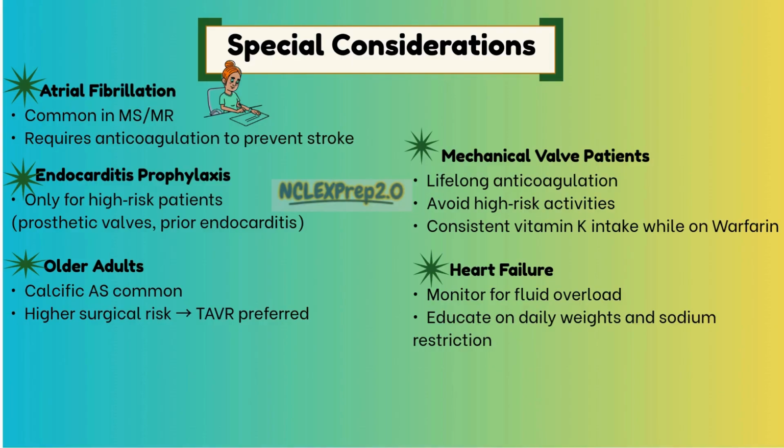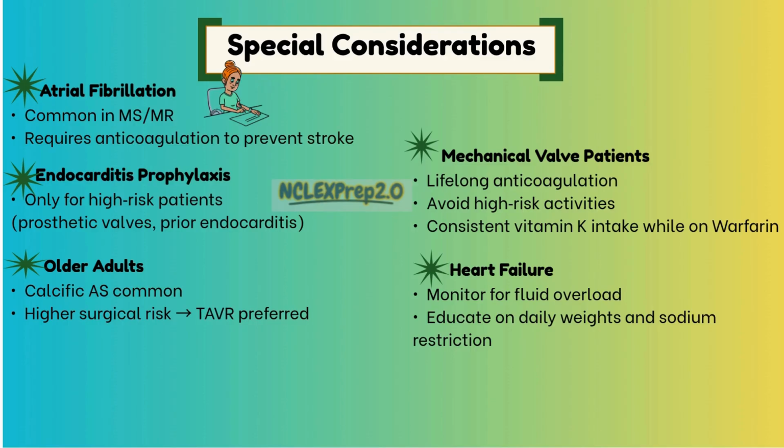AFib means the heart chamber is quivering instead of contracting and pushing blood forward. So the stasis in the atria can cause blood clot formation and therefore embolism of this clot to the brain, causing embolic stroke, or to the lungs, causing pulmonary embolism. So give prophylactic antibiotics to high-risk patients such as patients with prosthetic valves or mechanical valves, or patients with prior endocarditis to prevent valvular disease. Teach patients to notify their dentist that they have a prosthetic valve. They will be given a prophylactic antibiotic before the procedure.